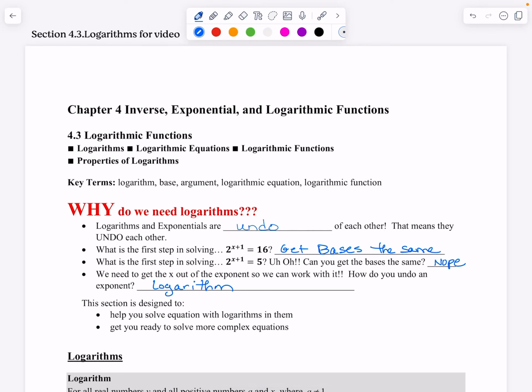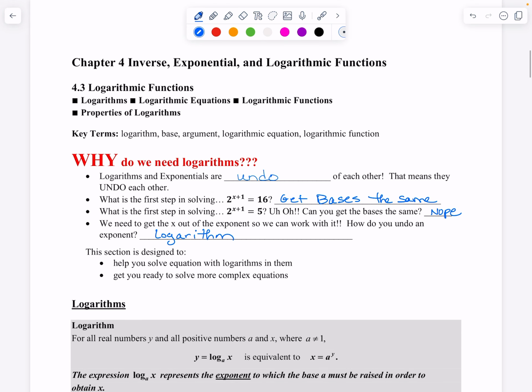So we just need to finish up section 4.3. Remember, this is solving logarithmic equations, or solving equations using logarithms. Remember, the reason that we have logarithms is because we need to get this x out of the exponent, okay? And we need to get it on the main floor so that we can use all the algebra that we've done in the past.